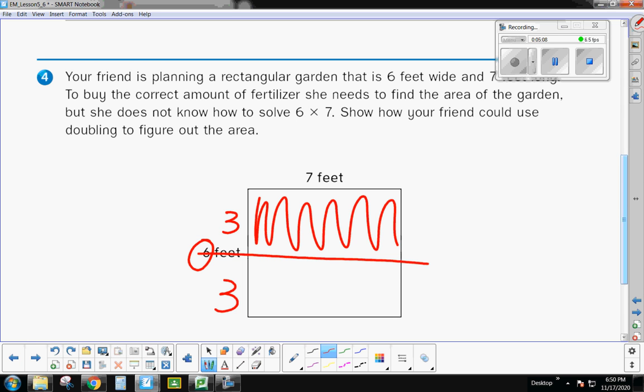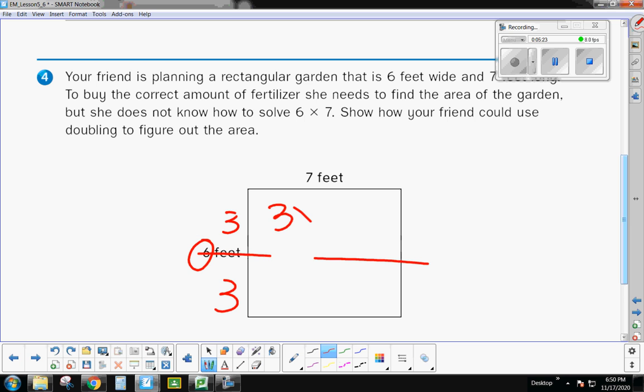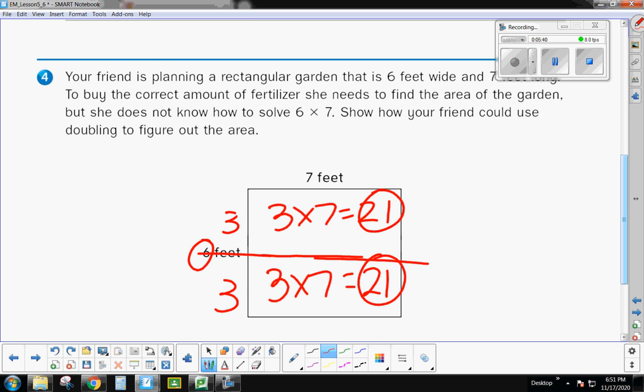Is 3 times 7 a little bit easier to do? Because then I could just skip count by threes, or I could think, well, 7 plus 7 plus 7, right? So that might be pretty easy to do. So if I know that 3 times 7 equals 21, well, then another 3 times 7 equals 21. So what does 6 times 7 equal? Well, when I use that doubling strategy, now I'm going to double it back together, and 21 and 21 equals 42.